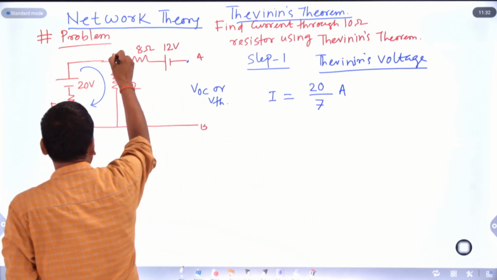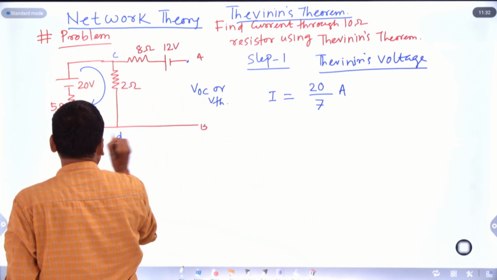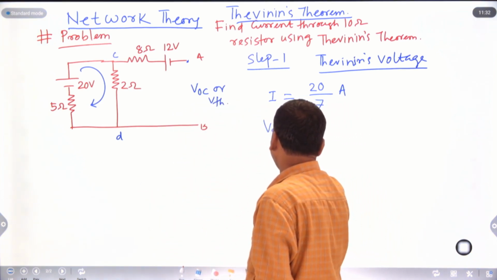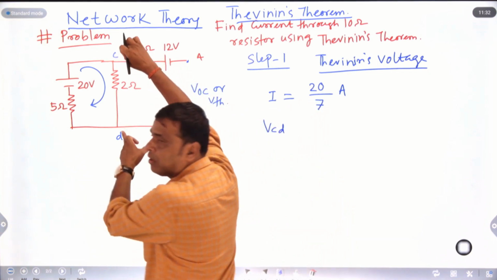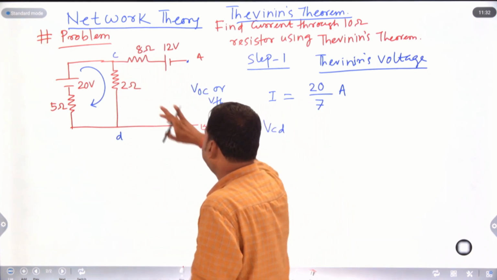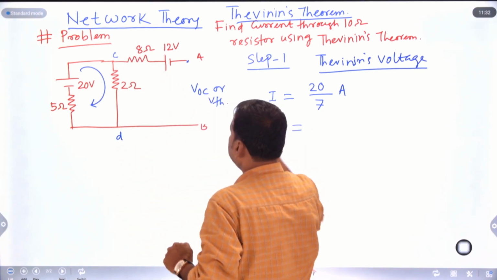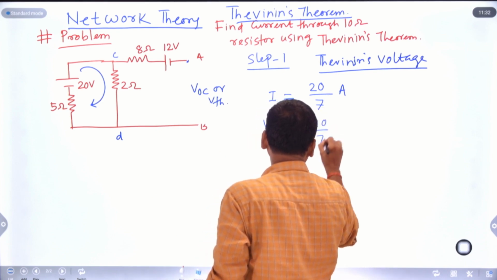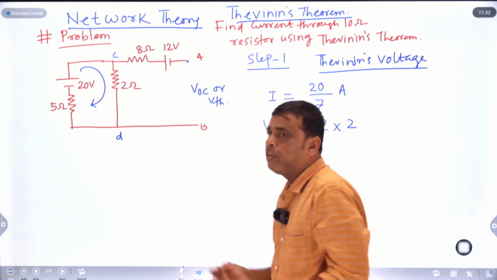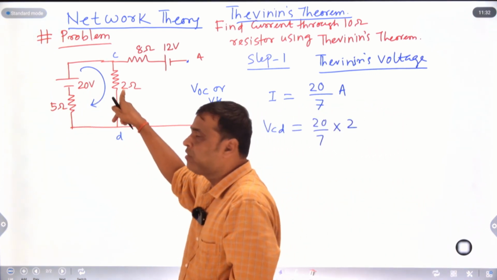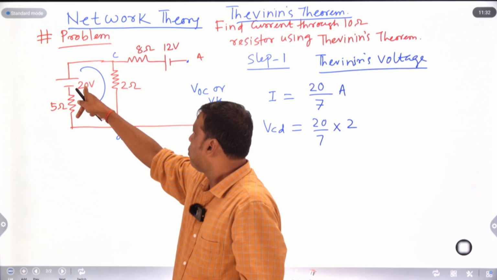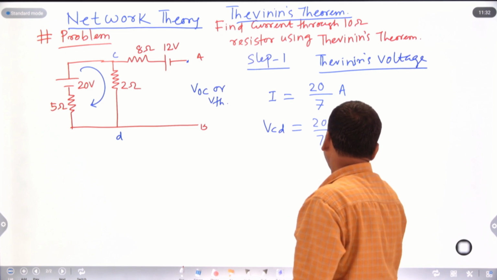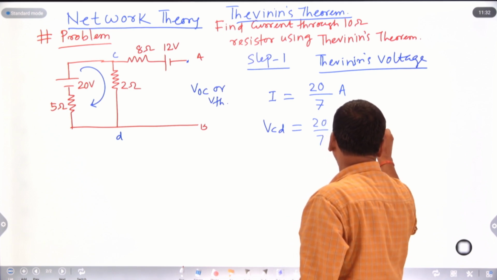I can write this point as C, and this point is D. So the potential across the 2 ohm resistor, I am naming it VCD. That is the voltage across the 2 ohm resistor, that is I into 2 ohm. The current is 20 by 7 into 2. Or you may apply the voltage division rule. These resistors are in series, so this voltage is 20 into 2 divided by 5 plus 2, that is 7. The value comes to around 40 by 7 volt.